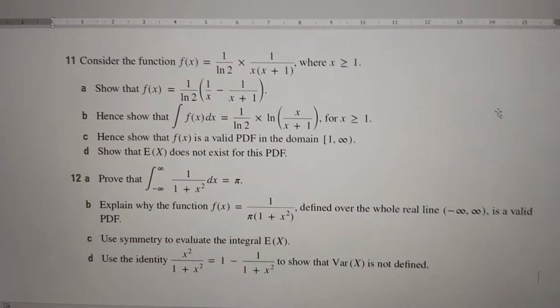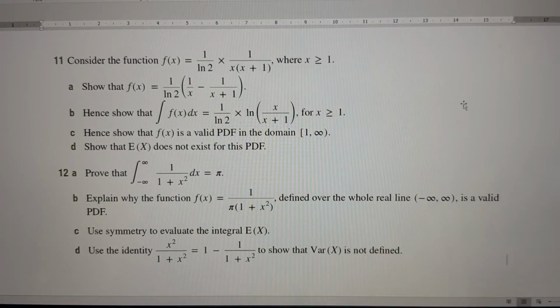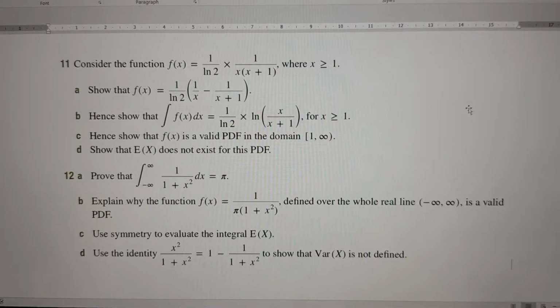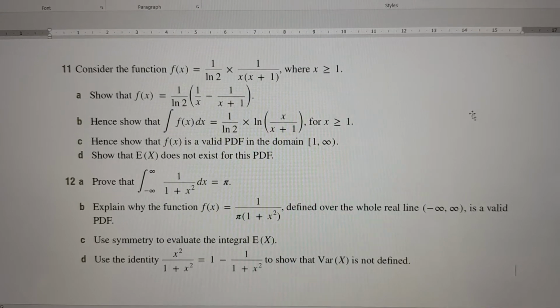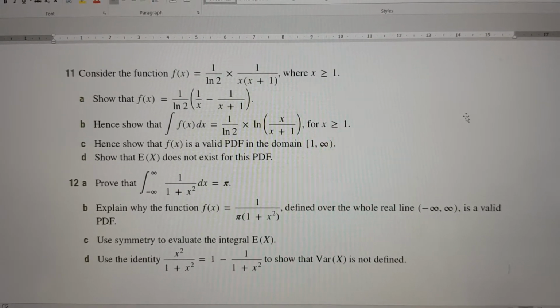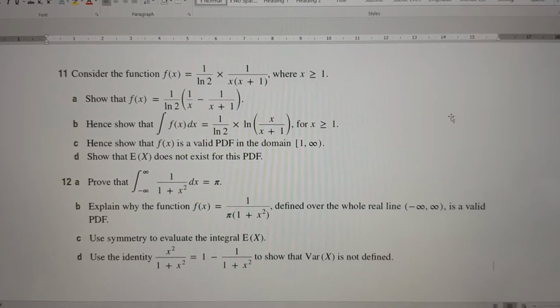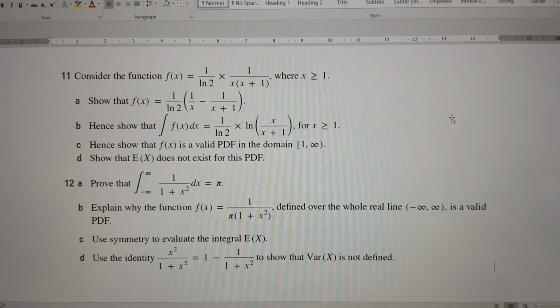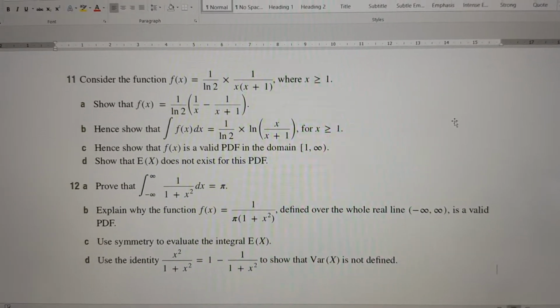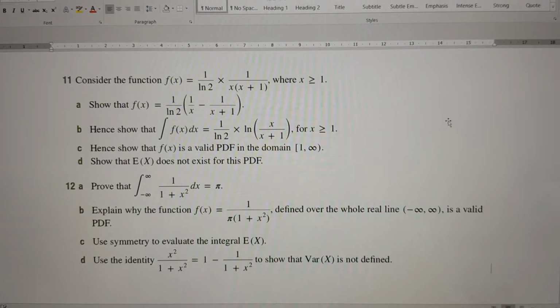Okay, the two questions that I mentioned that are only found in the Extension 1 textbook are these two, question 11 and question 12. Just because you're doing the 2 unit or advanced course doesn't mean that you don't have to watch this, but if you're interested, you're more than welcome to watch and pick up some skills from these two questions.